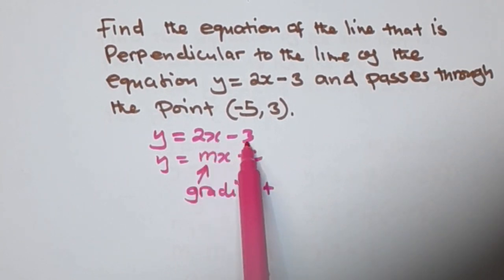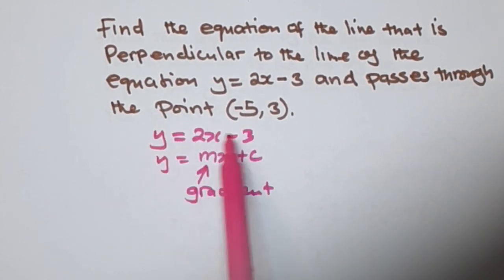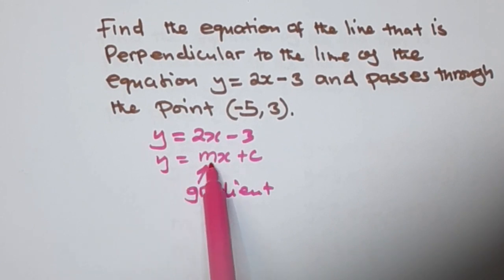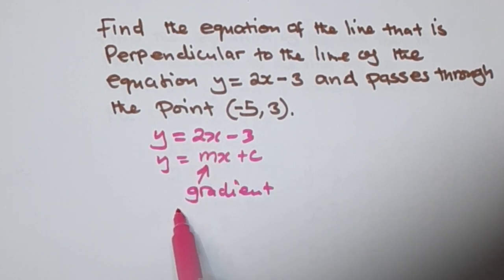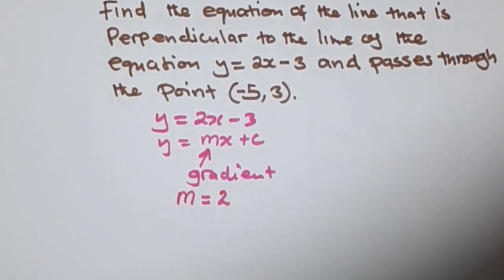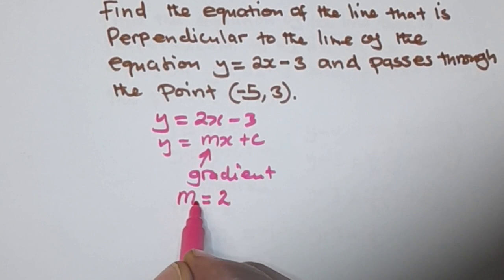So when we observe the given equation, we discover that it's already in the form y is equal to mx plus c. Okay, and here where there's m in the first equation, there's 2. So meaning the gradient m is equal to 2. So the gradient of the first equation is 2. Because this is the given equation, we are going to say this is m1, meaning the gradient of the first equation.